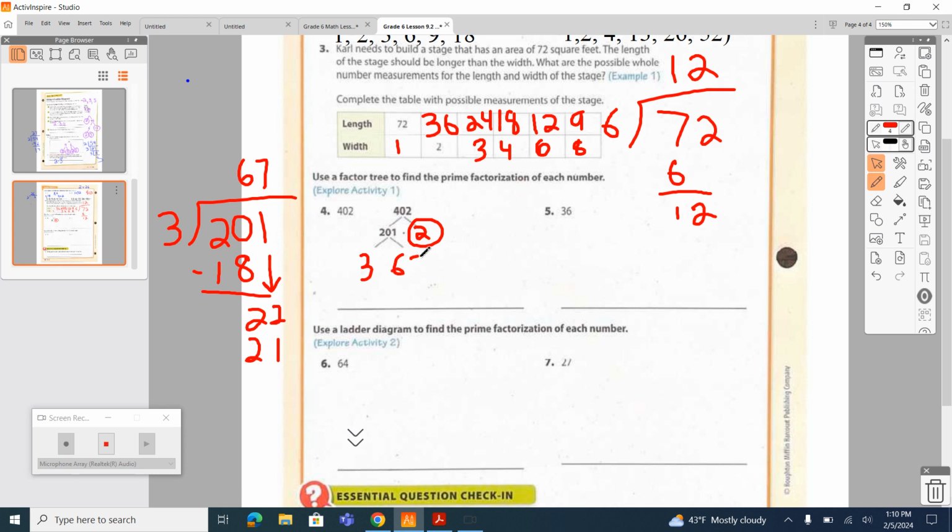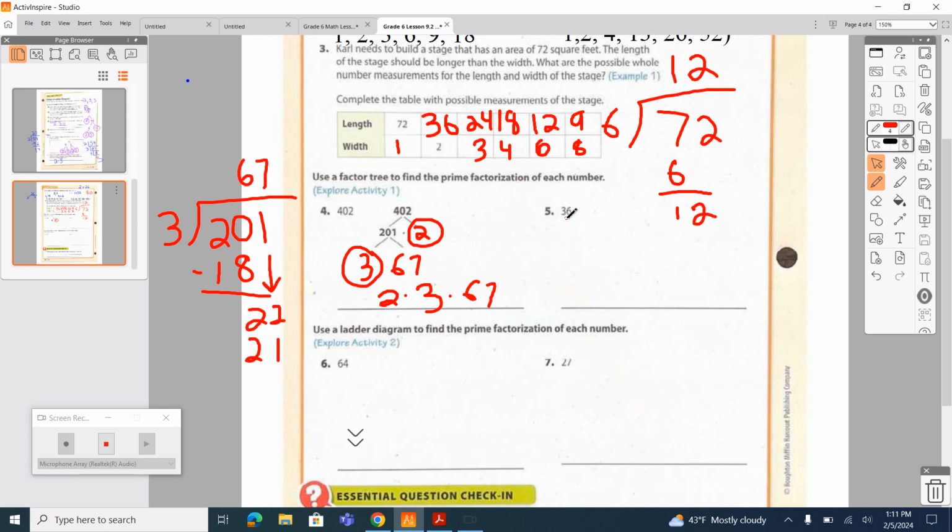So let's see. 67, 6 plus 7 is 13, so it's not divisible by 3. It's not even, so it's not going to be divisible by 2, 4, or 8. It's not a factor of 7. It's not 8. So I think at this point we can say that our factors here are 2 times 3, and one of our factors is 67.